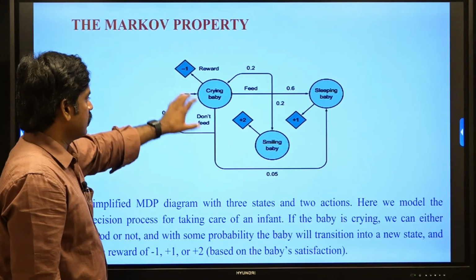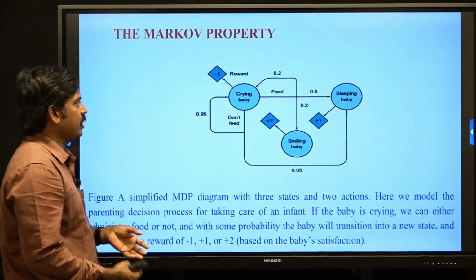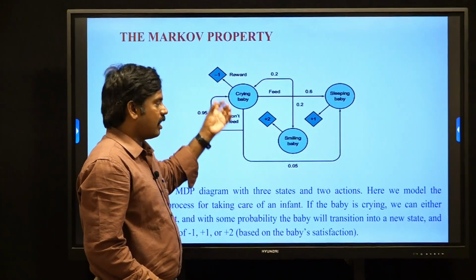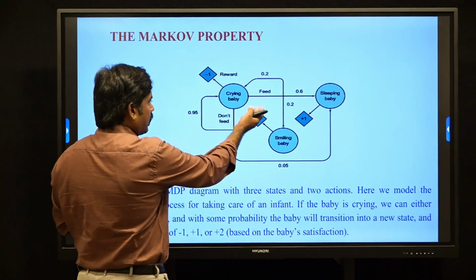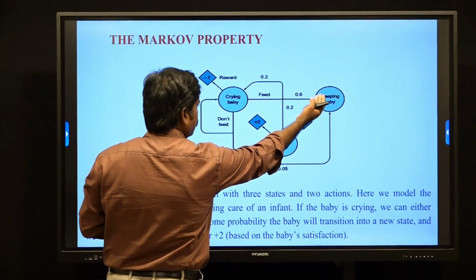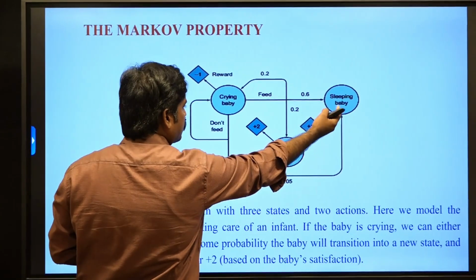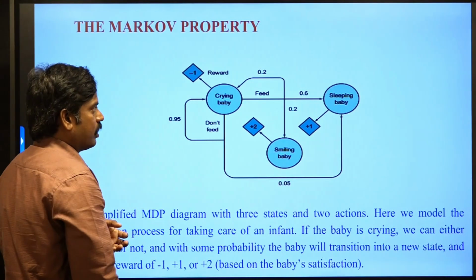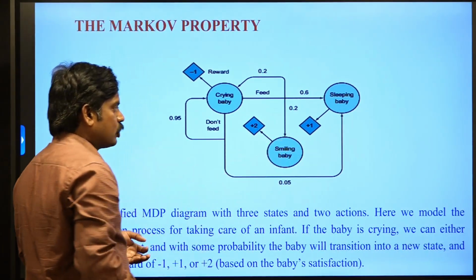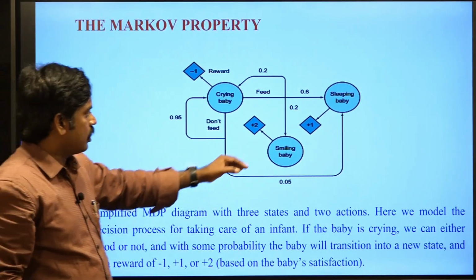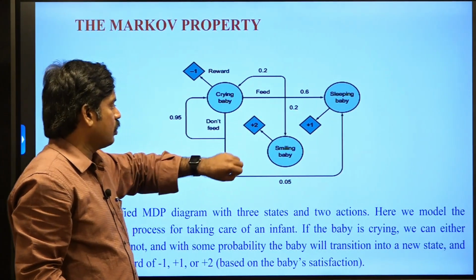Here the crying baby is the current situation. Based on the current situation, we can take either of two actions. Which one is the best action? Here 0.6 is the sleeping state, and in the sleeping state we get the +1 reward. If we feed, with 0.2 probability we go to the smiling baby state, and in the smiling baby state we get the +2 reward.